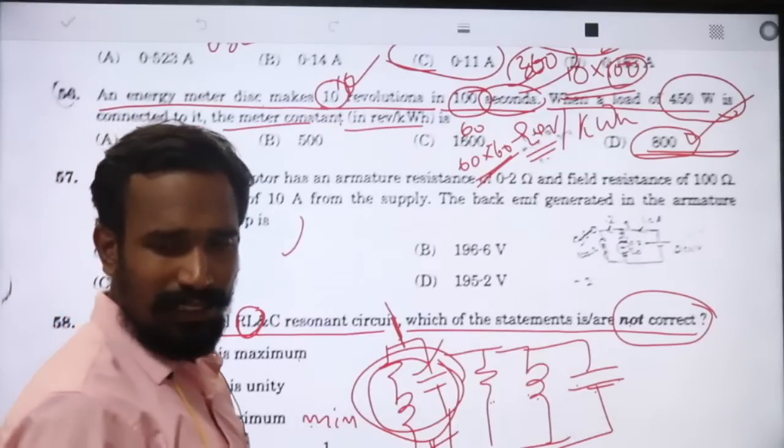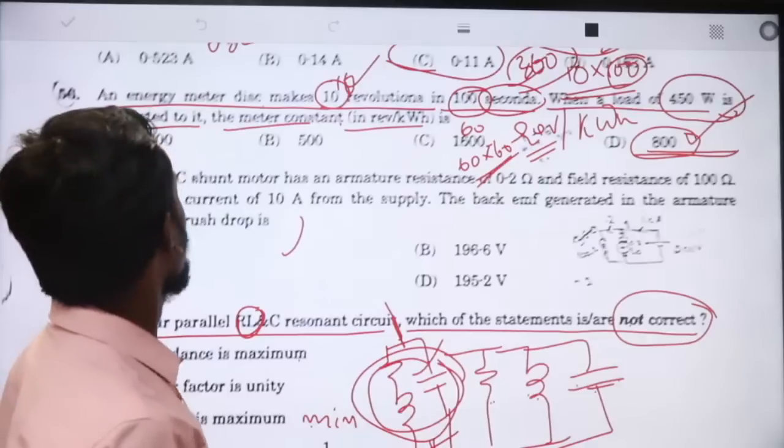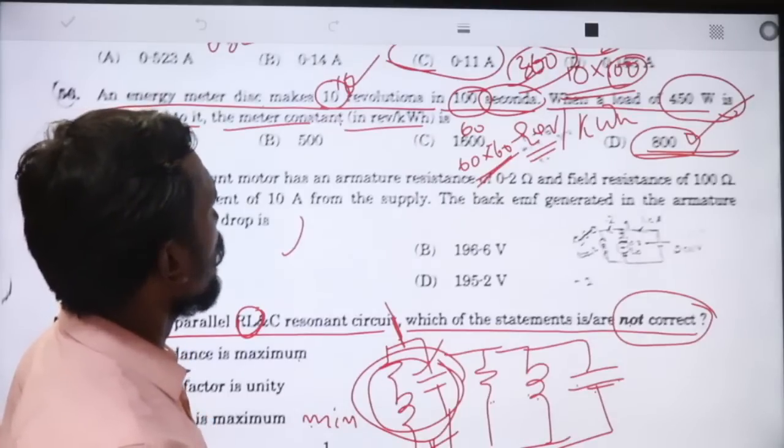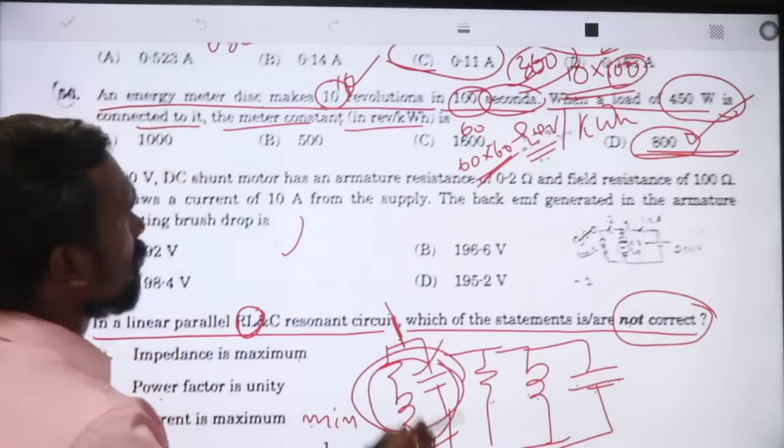I think this is not clear. This is not clear. So the question is that. What is the question, sir?